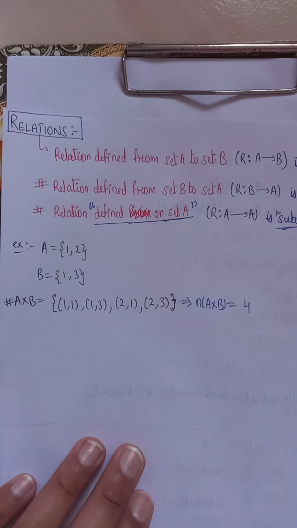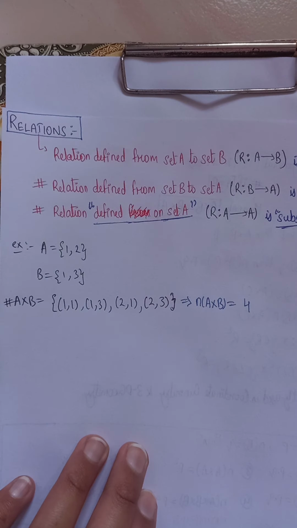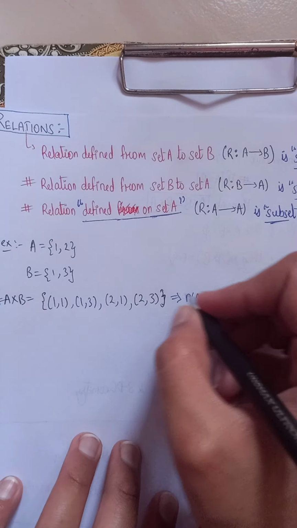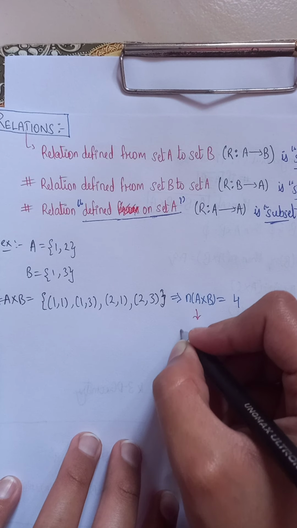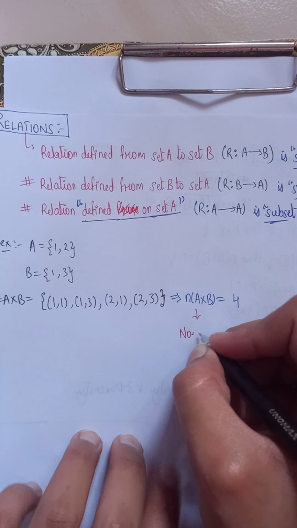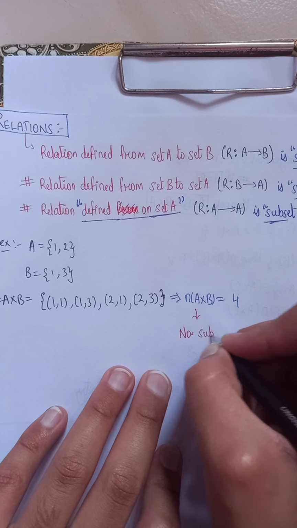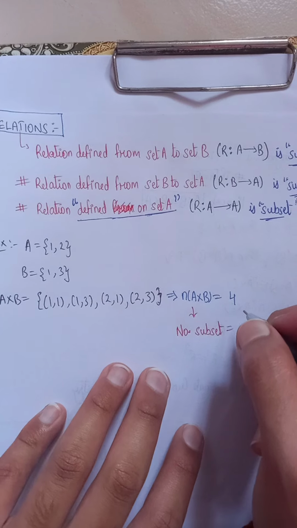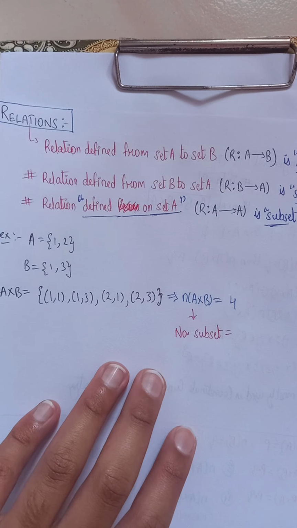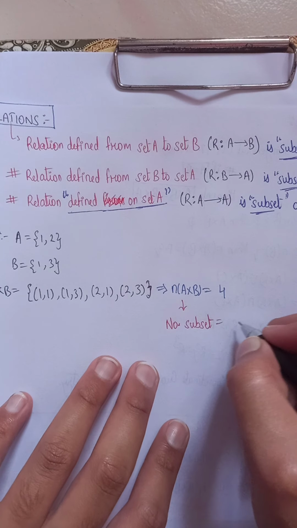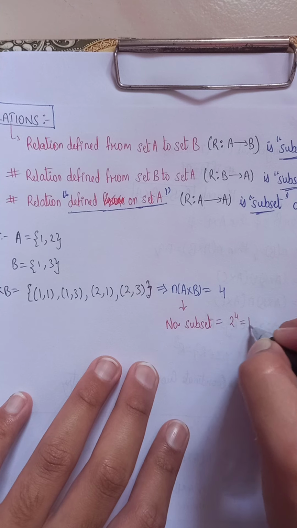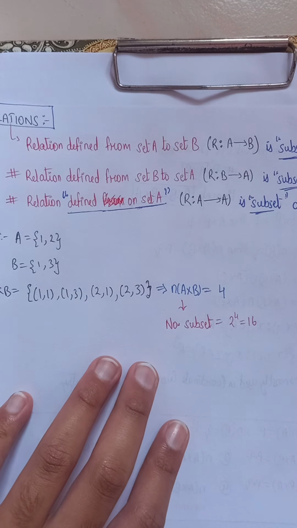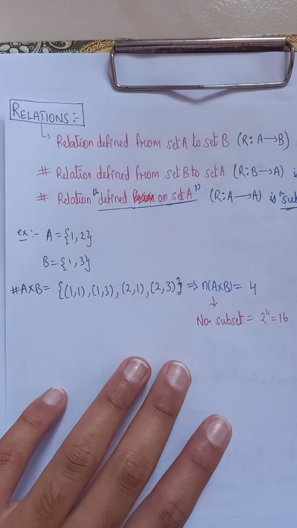Which means you can calculate the number of subsets of set A cross B. You know that, right? It is 2 to the power n, where n is the number of elements, so 2 to the power 4, which means 16. So there are 16 subsets of set A cross B.